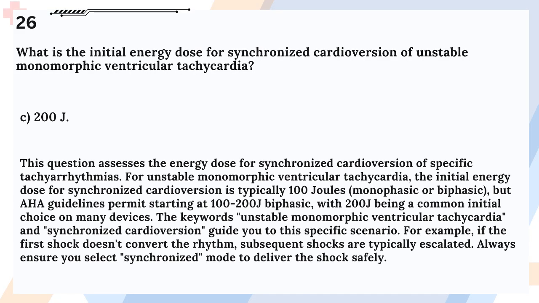Answer: C. 200 J. This question assesses the energy dose for synchronized cardioversion of specific tachyarrhythmias. For unstable monomorphic ventricular tachycardia, the initial energy dose for synchronized cardioversion is typically 100 joules, monophasic or biphasic, but AHA guidelines permit starting at 100-200 J biphasic, with 200 J being a common initial choice on many devices.